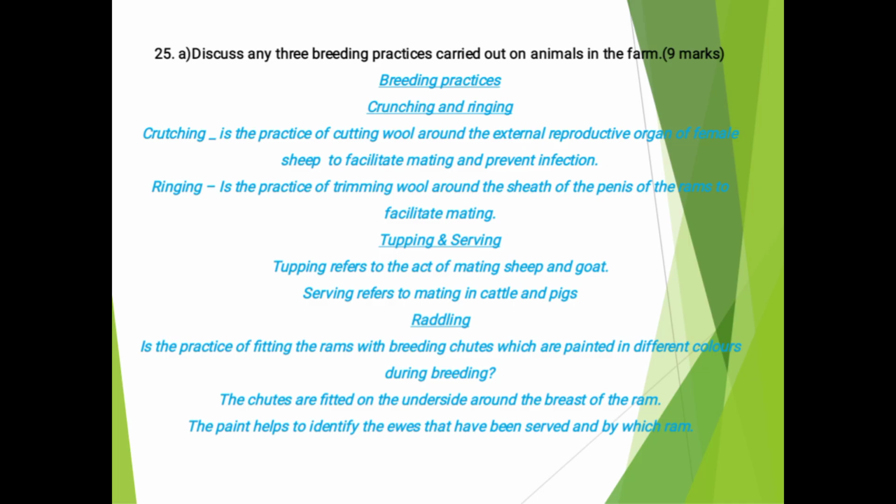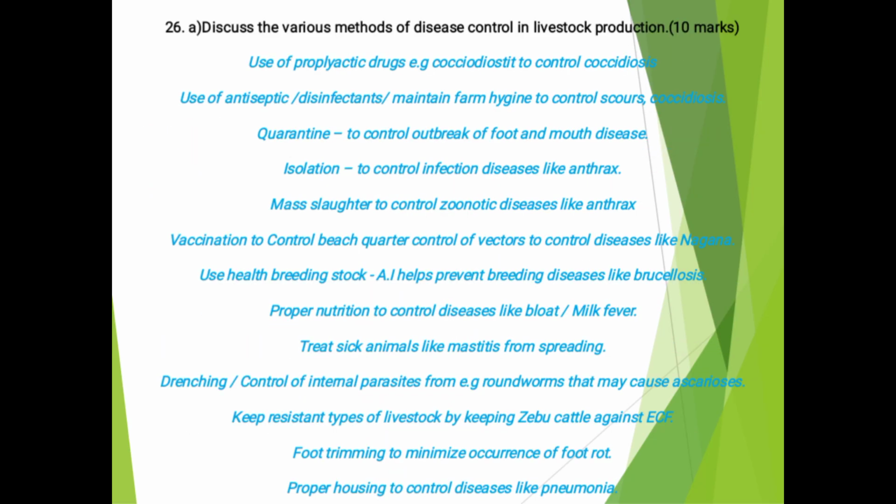Okay, then we also have raddling. It is the practice of fitting the rams with breeding harnesses, which are painted in different colors during breeding. So why do we do raddling? The harnesses are fitted on underside around the breast of the ram, and the paint helps to identify the ewes that have been served and by which rams. So those are the practices carried out on animals during breeding.